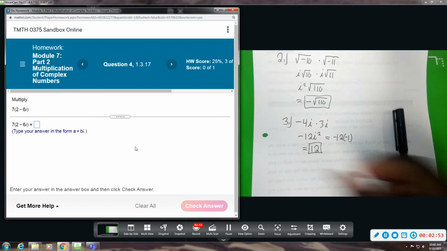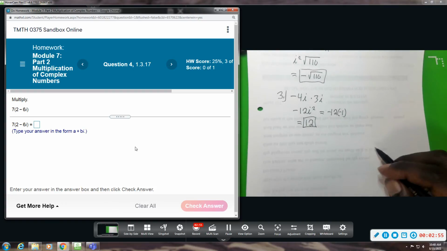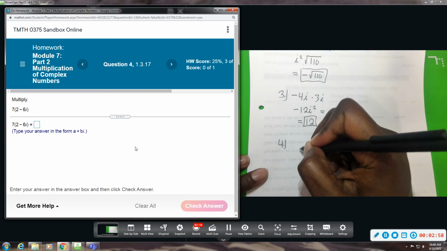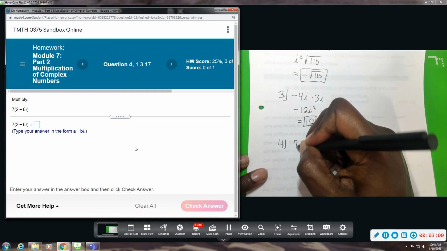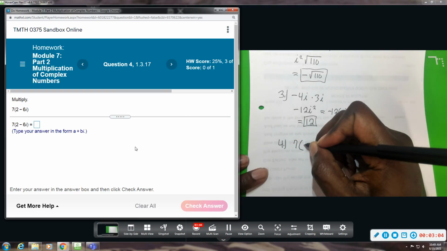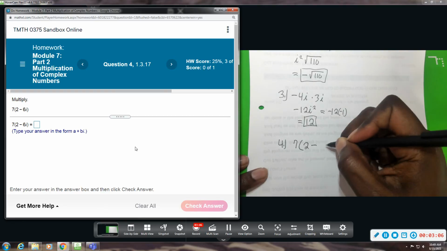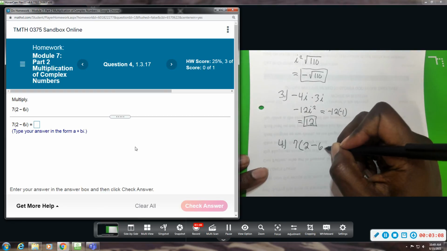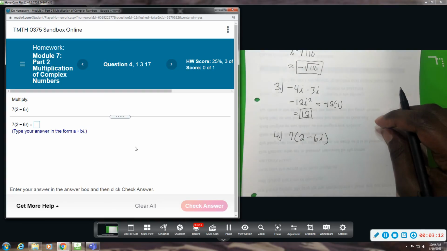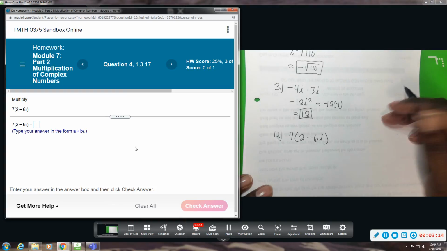All right, and then we're going to also do number 4 here. This one wants us to use the distributive property. So we have 7 outside of parentheses times, inside parentheses, 2 minus 6i. And we're going to write this in the a plus bi form, which is standard form for complex numbers.